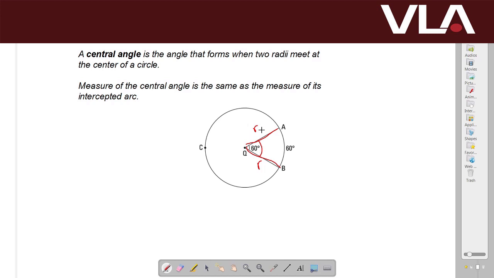Now, one of the properties of a central angle is that the measure of the central angle is equal to the measure of the intercepted arc. The intercepted arc is where the two radii meet the circle. So from here to here, this is an arc, and that value of 60 is the same as the central angle. Knowing that property, we can use it to solve some of the questions in this section. So I'm going to go ahead and do an example.